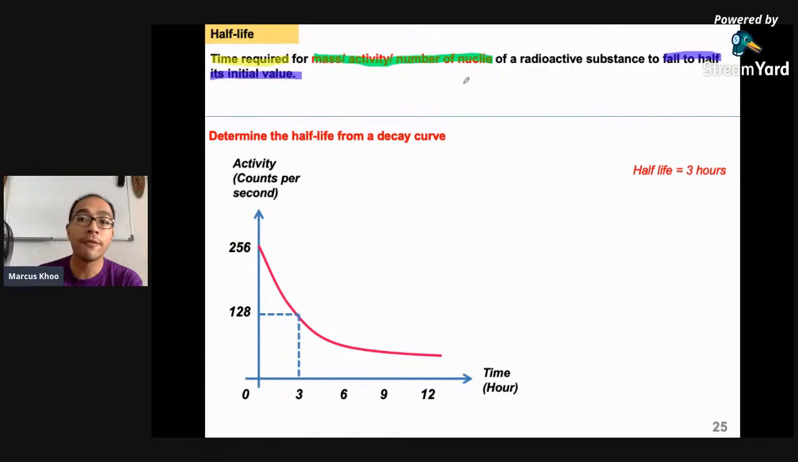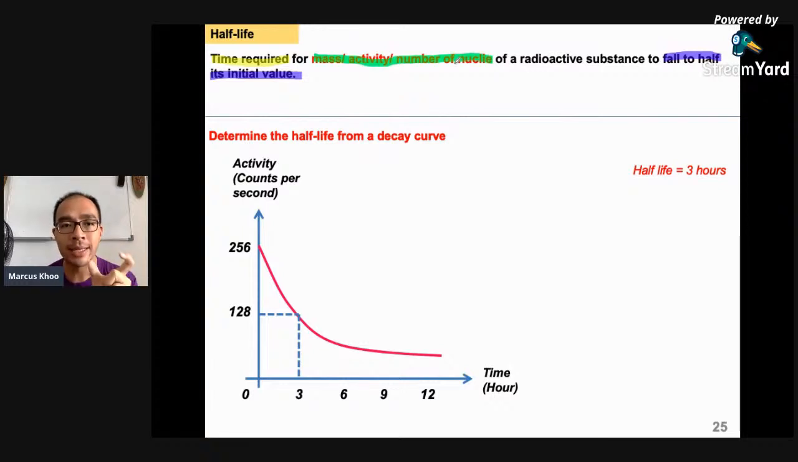Maybe originally there's 100 nucleus. After a certain time, they will be less, because remember, as it decays, the nucleus will become smaller and smaller. So that's what we mean by the number of nuclei of a radioactive substance to, this is the important thing, to fall to half of its initial value: half of the original mass, half of the original activity, half of the original number of nucleus.